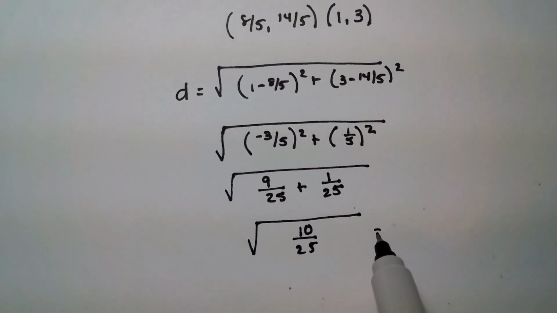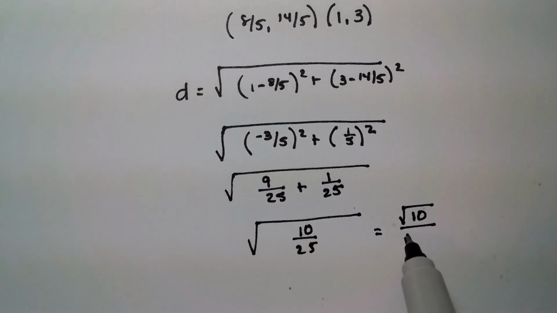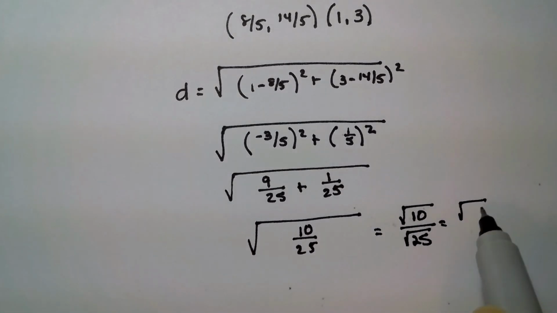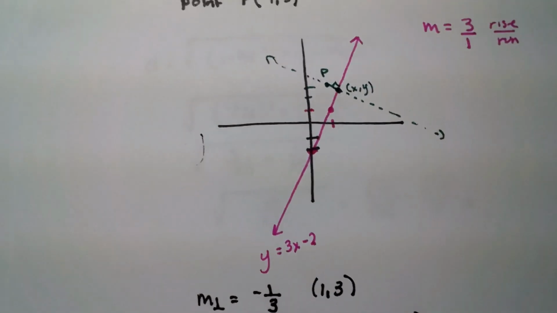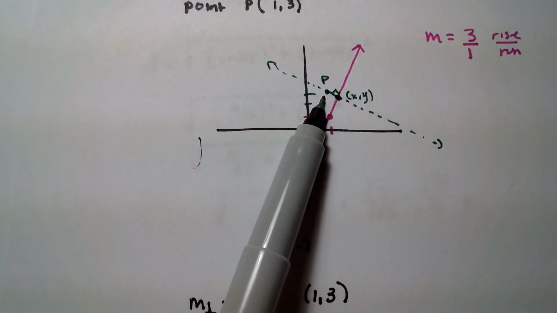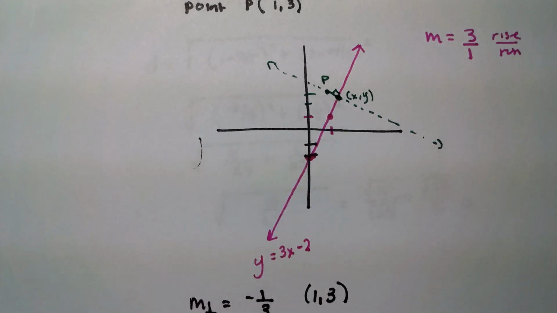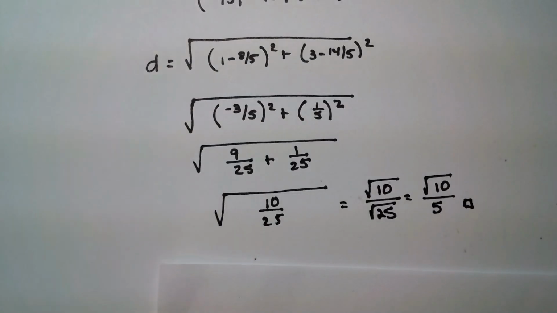I can write these in their own radicals, root 10 over root 25. Root 10 is going to stay root 10, because if I factor that out, the only factors are 1 times 10 or 2 times 5, and there's no perfect square in any of those factors. However, we know that the square root of 25 is 5. So the distance between this point here, which is 1, 3, and the foot of this perpendicular, which is 8/5, 14/5, is, what did I say it was? Square root of 10 over 5.